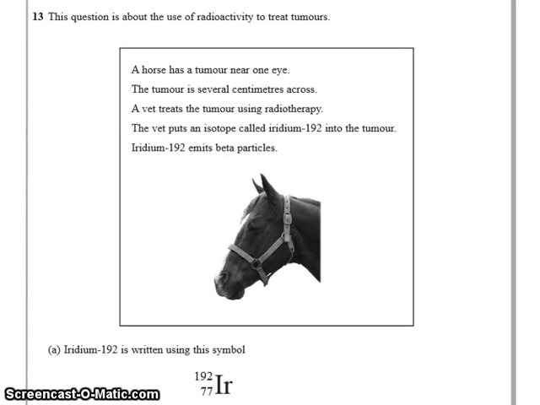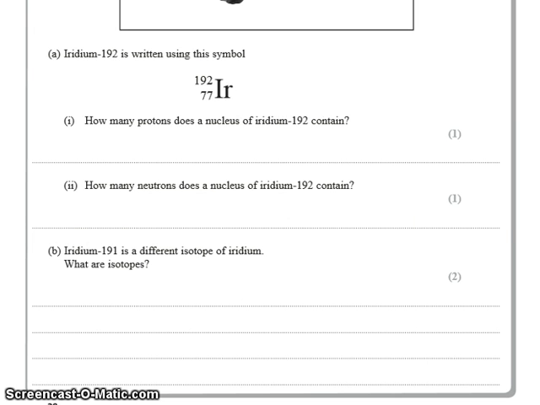Now question 13 is a radioactivity question, looking at radioactivity to treat tumours, so radiotherapy. So a horse has a tumour near one eye. The tumour is several centimetres across. A vet treats the tumour using radiotherapy, and the vet puts an isotope called iridium-192 into the tumour, and this emits beta particles. So we're then asked about the iridium-192 nucleus and how many protons does it contain.